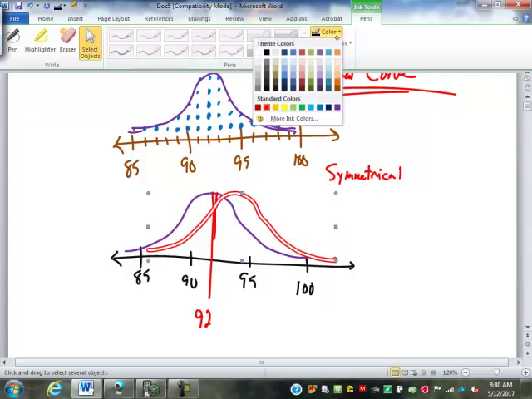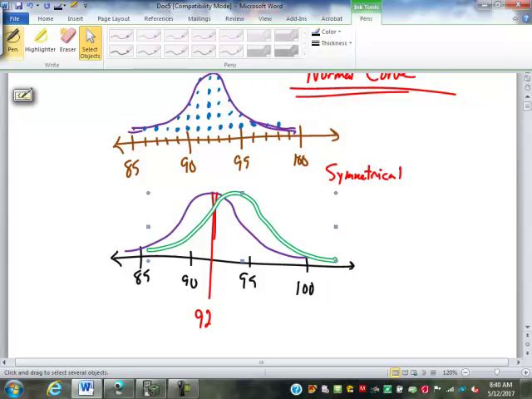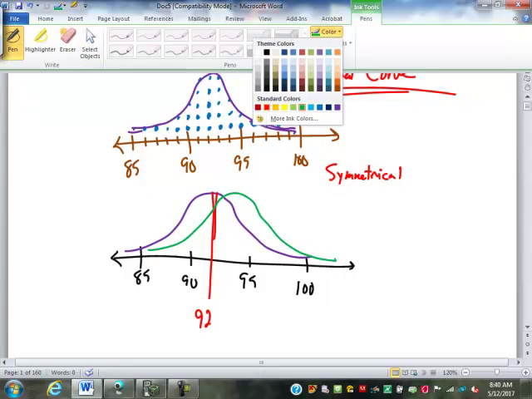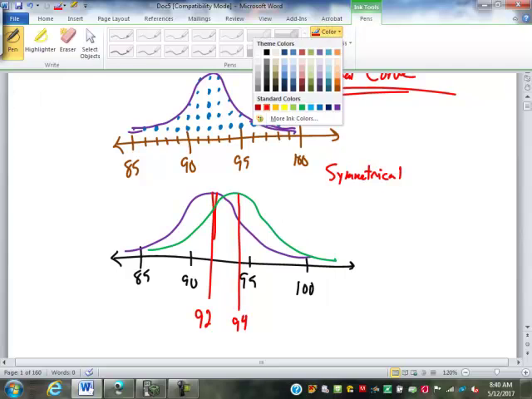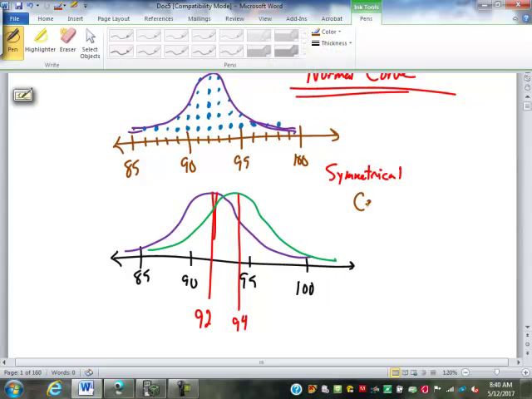So if I were to just try to describe the difference between these curves, I would say that this new curve, the green curve, has a different center. Its center appears to be at about 94. So the difference between those two curves is their center. They're exactly the same shape otherwise. Now I can draw a third curve that might look like this.